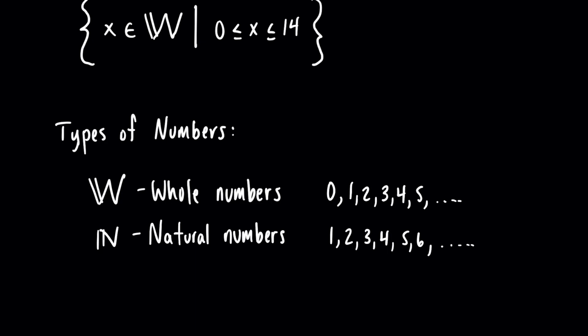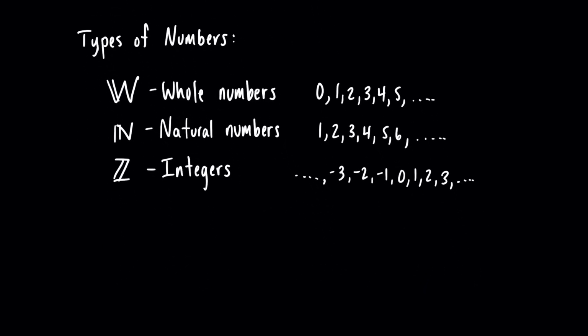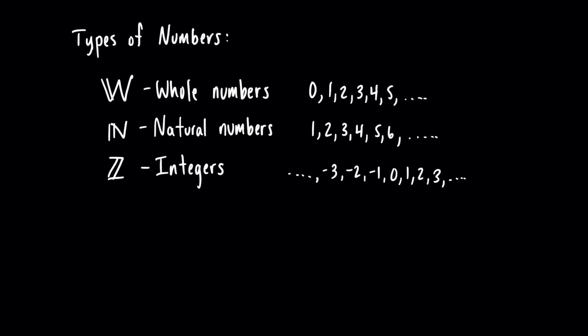The next set of numbers is called the integers, which is a bold-faced Z. The integers are all of the whole numbers, but also all of the negative whole numbers. So we'll go back to negative infinity and then pick up at -3, -2, -1, 0, 1, 2, 3, so on and so forth. So the integers are basically just whole numbers, but they also include the negatives as well.